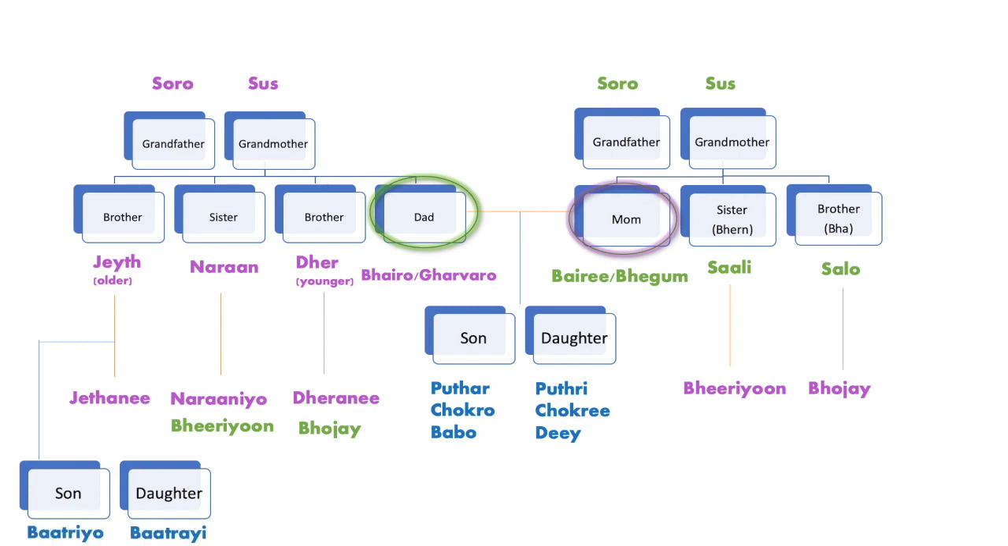Let's say your brother had children, they would be your batrio and batrai. But more often, people don't use these terms. They actually just call both of them batiji or batijo. Batiji is for girl, batijo is for boy.